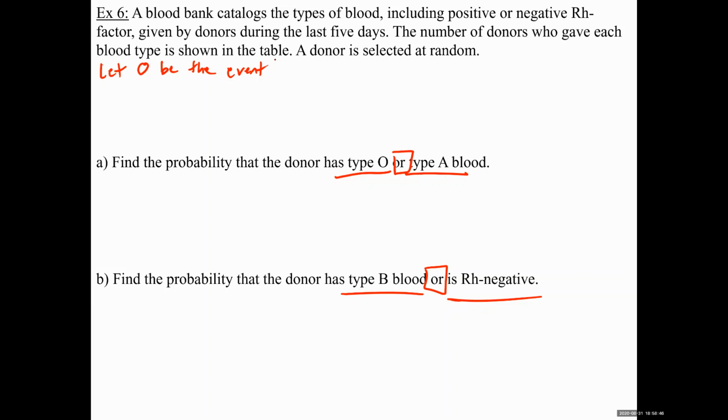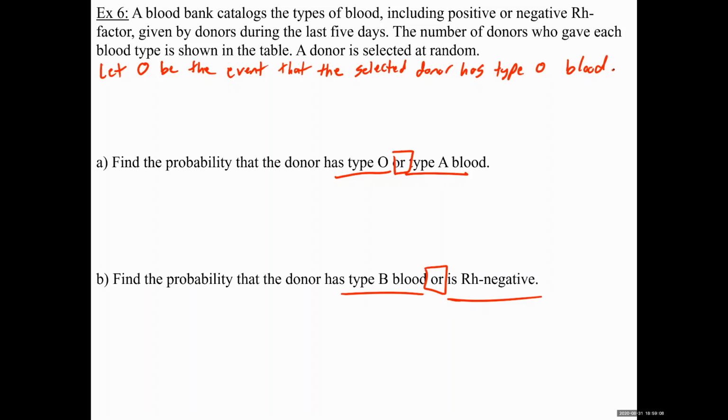I'm using O for type O, but you can use any letter you want, but it makes sense. Use O for type O. That'll be the event that the selected donor has type O blood.